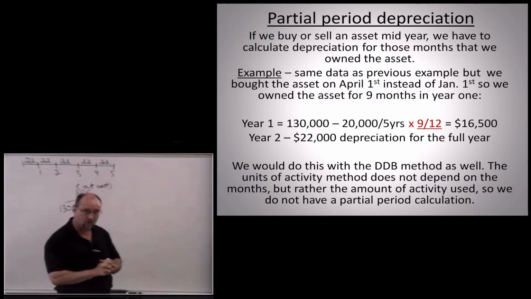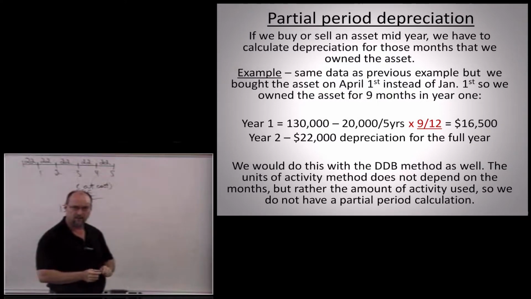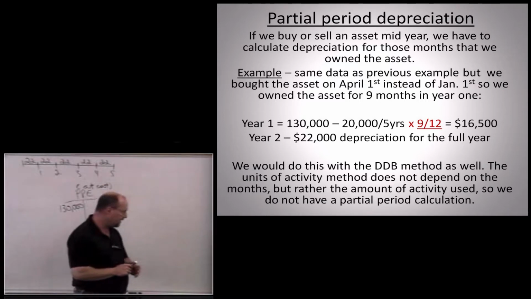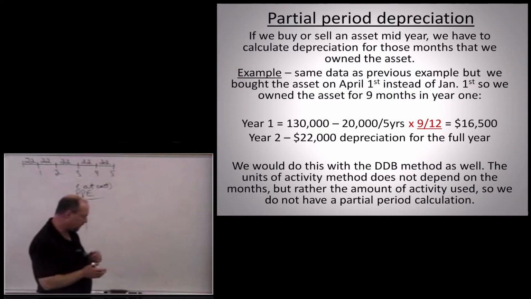Okay, and that would be your journal entry. Year 2 would be the full 22,000 depreciation. But in the year of purchase, year of sale, you might have a partial period calculation. Notice, we would do this with the double declining balance method as well, and that would affect each subsequent year's calculations. You have to be careful with that method. I think in the homework you may see that.